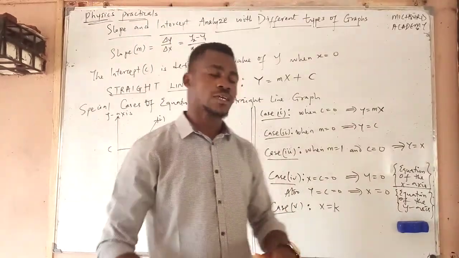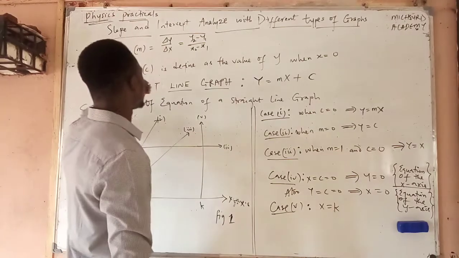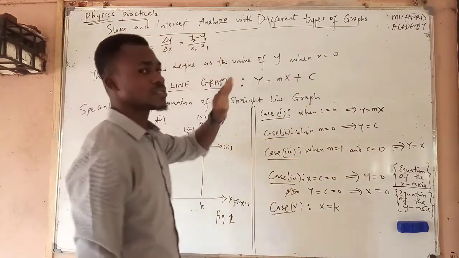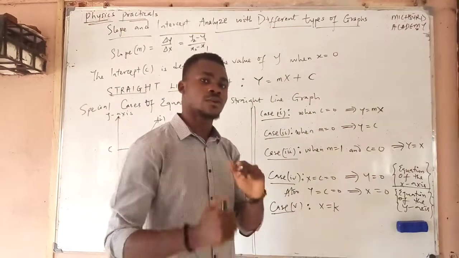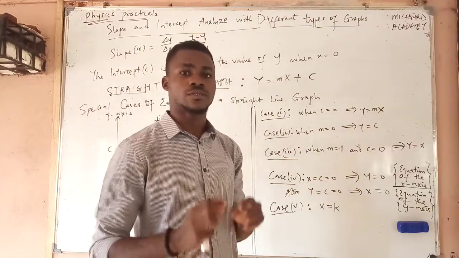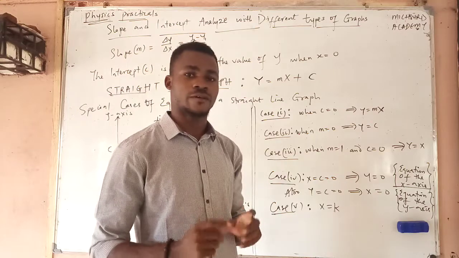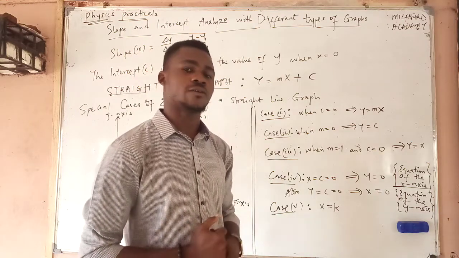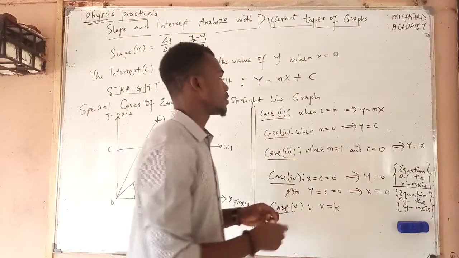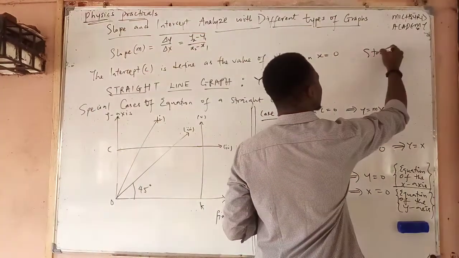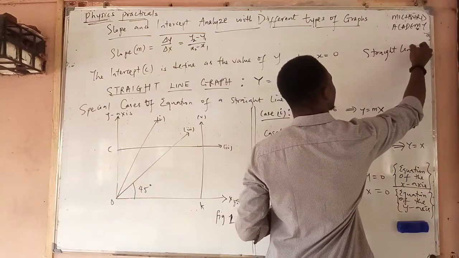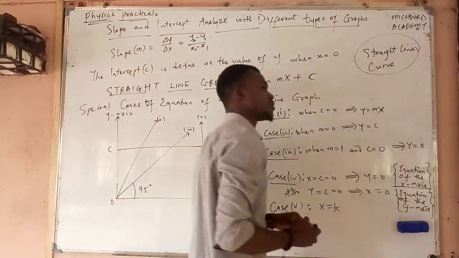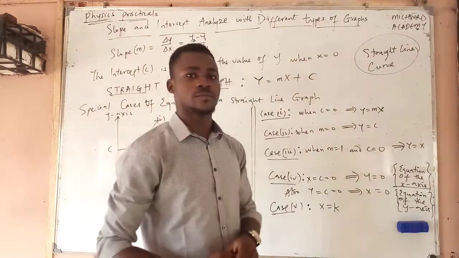So in today's class on practical physics, we are going to be looking at slope and intercept analyzed with different types of graph. In our last class we talked about the two types of graph. We can have the straight line graph or the curve graph. So we have two types: one is the straight line graph and the other is the curve graph. These two types of graph, we are going to be analyzing them today.